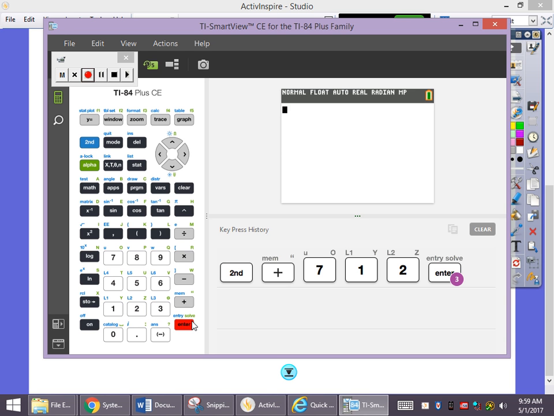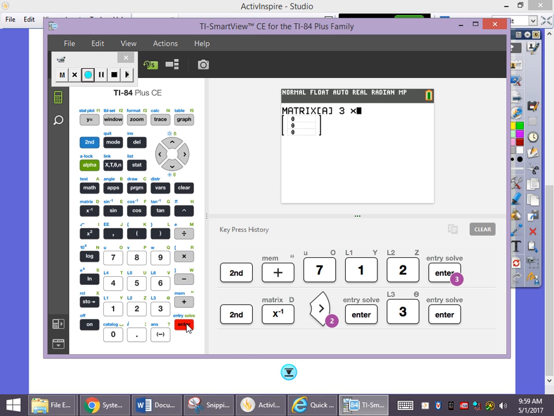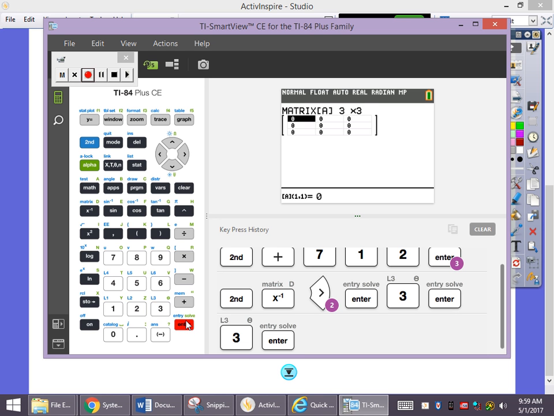So we're going to do second matrix. Please do not hit enter. We want matrix A, but we have to put the information in. So arrow over to the word edit, and then you can press enter or 1. Does not matter. So matrix A was the green one. How big was it? 3 by 3. So 3, enter, 3, enter.